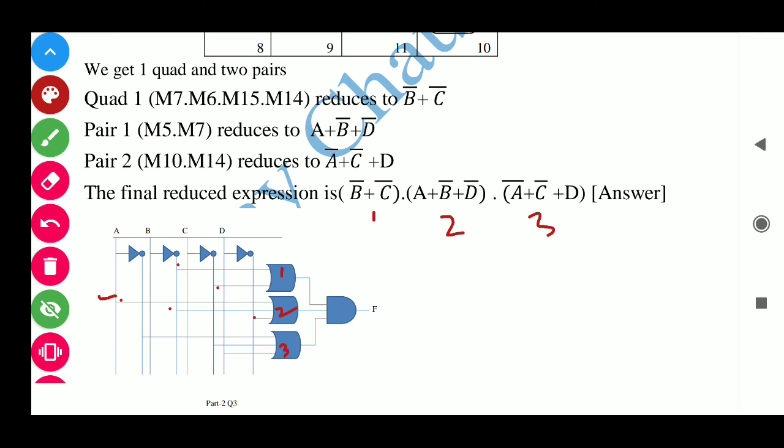It is correct. Now third one, A naught connected here, C naught connected here, and D is connected here. So you have prepared the logic diagram also. So it is not so tough, it is very easy now. Clear?